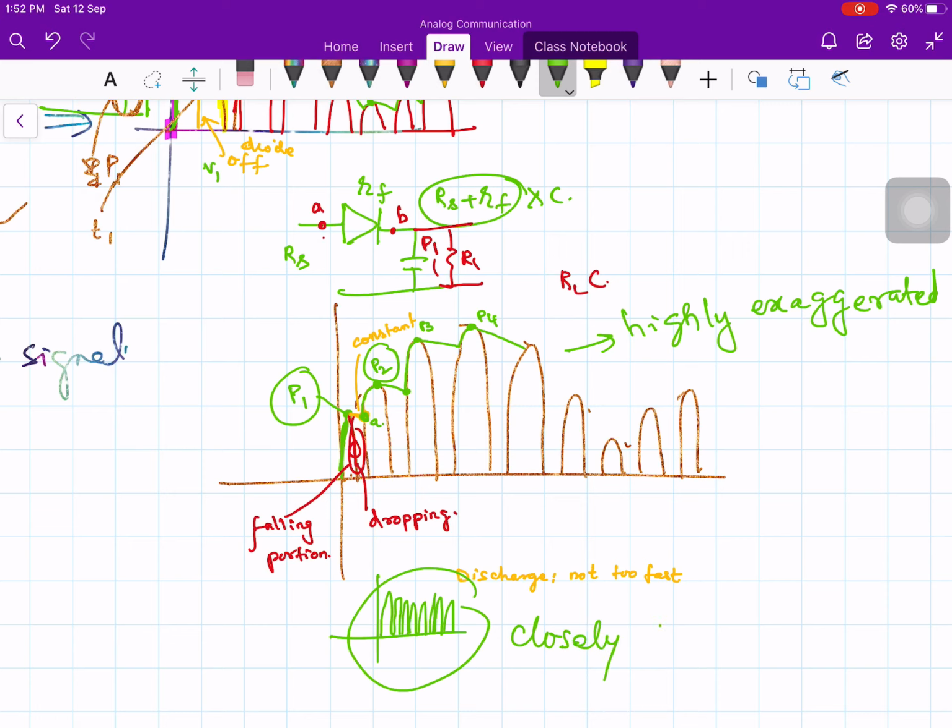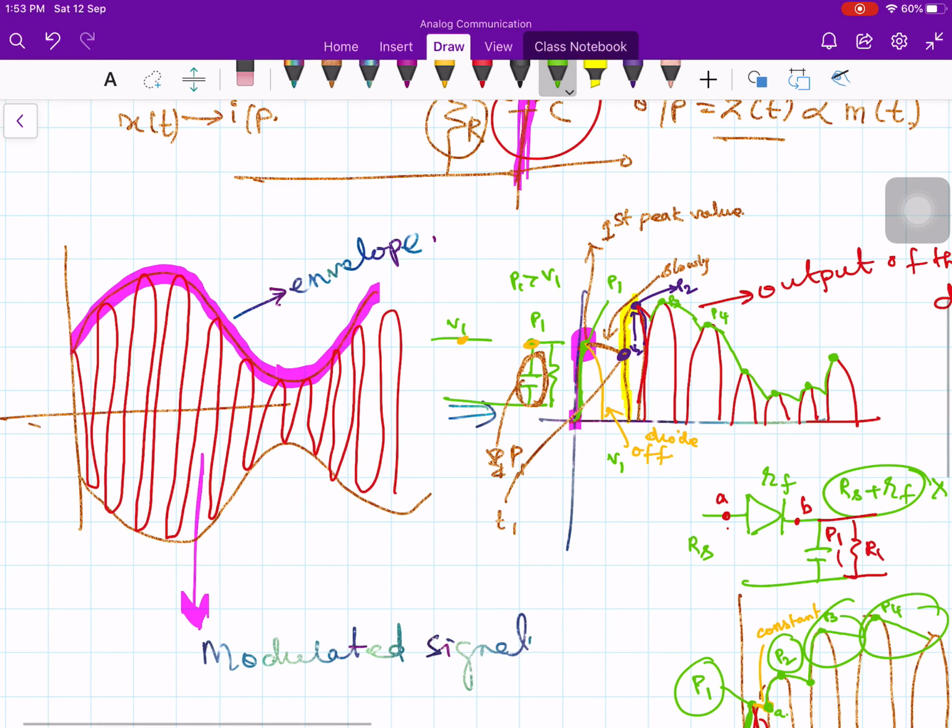Therefore, it accurately follows the shape. Okay, so actually what you will see is not this kind of rippled envelope, but a fairly smooth envelope you will observe. Which can be smoothed still further, if you want, by a suitable low pass filter. Okay, so that is the basic principle of your envelope detector. You see, now the demodulator is extremely simple. You need only 3 components: diode, resistor and capacitor.